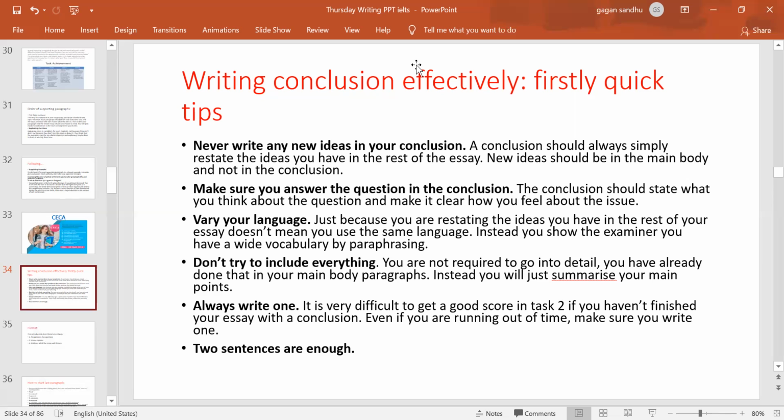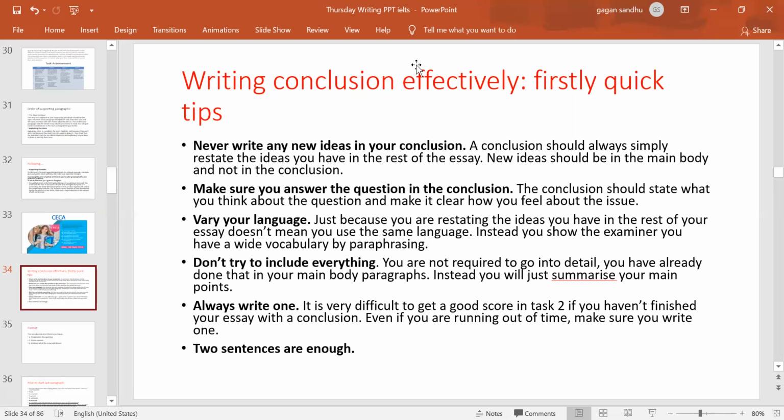Another important thing is the conclusion. If you miss the conclusion, you lose one band, right? So even if you're running out of time, quickly write just one sentence, right? And other than that, you know that I have given you the structure. According to that, you write two sentences maximum.